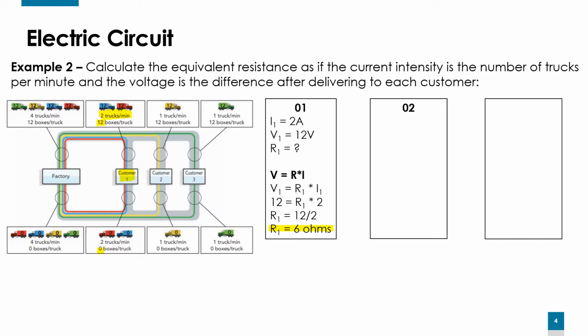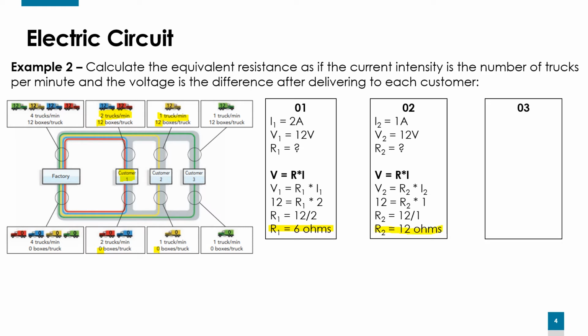Now the second one. What's my current? Here, just the yellow truck came. So I just have 1 truck per minute. So my current is going to be 1 ampere. And this truck delivered also 12 boxes. So 12 minus 0 gives me 12 volts for voltage. And my resistance 2, I don't know. I'm going to calculate. 12 equals R2 times 1. So my R2 is 12 ohms.